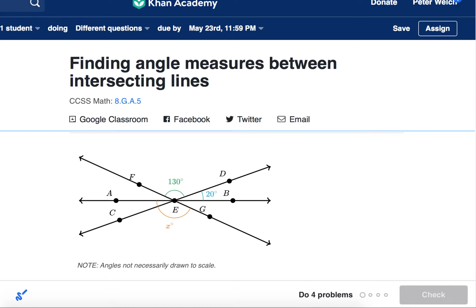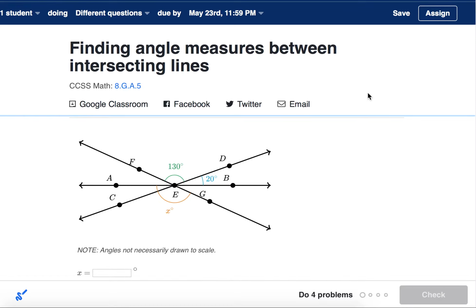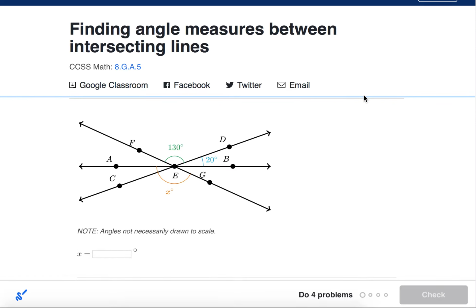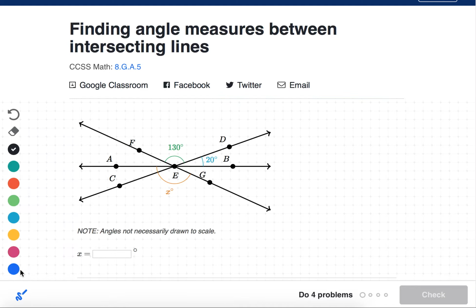So now we'll look at some examples. So again, supplementary angles and vertical angles are what we want to be on the lookout for. Well, let's look at this 20. If we look at this 20 degrees and we trace the two rays that make that angle, we can see that this angle over here is also 20 degrees.